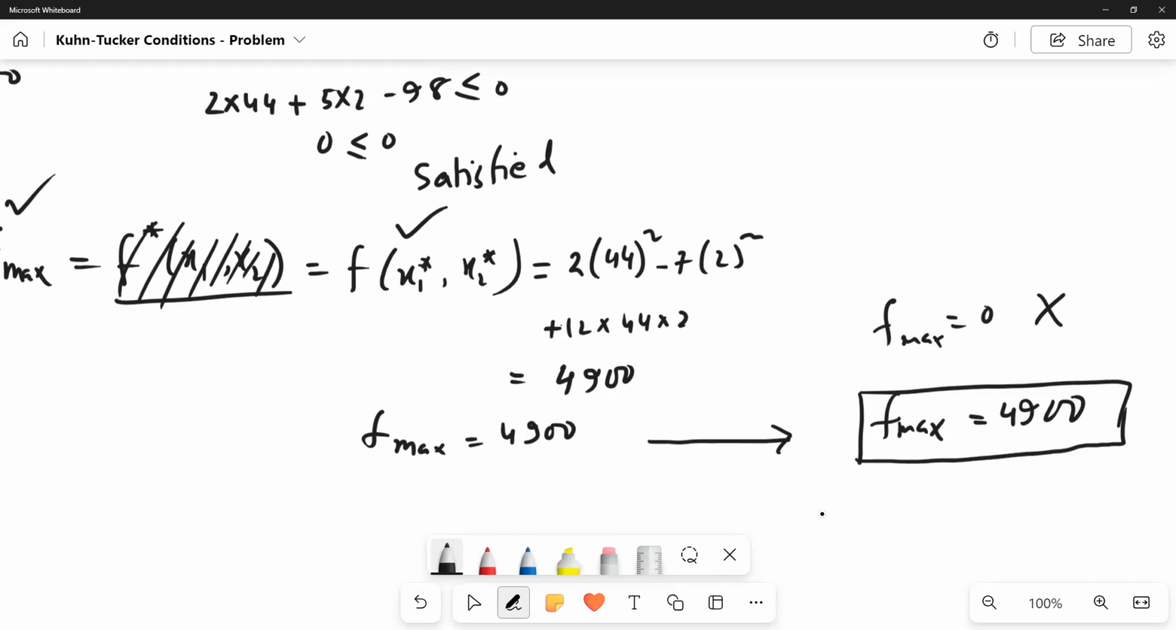So this is the first problem, and hopefully we'll try to see a few more problems related to this in the next section.